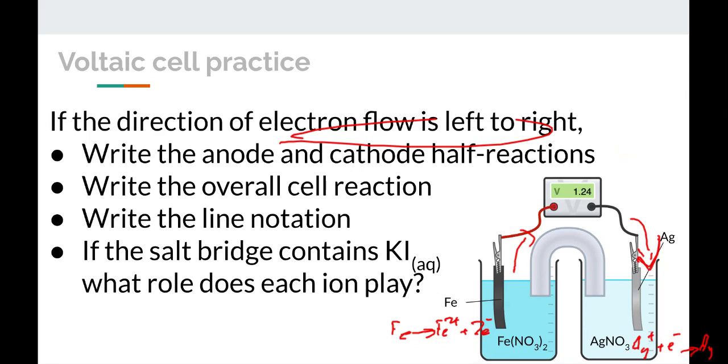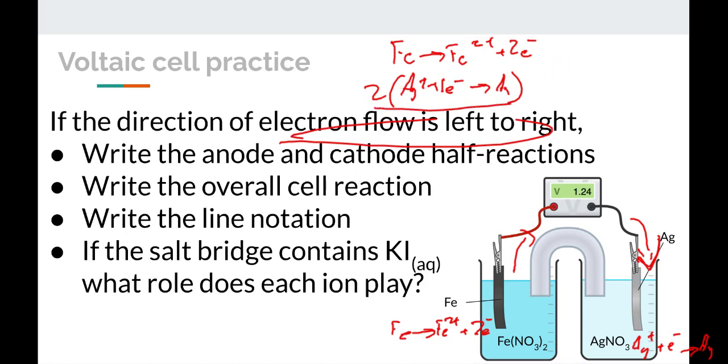What's the overall cell reaction? Well, the number of electrons gained and lost has to be the same. So Fe becomes Fe2+ to give 2 electrons. So we'll have to take this Ag+, which is gaining its 1 electron to become Ag, and we'll have to double that. So the overall reaction, when we sum these two together, is Fe plus 2Ag+ makes Fe2+ and 2Ag.